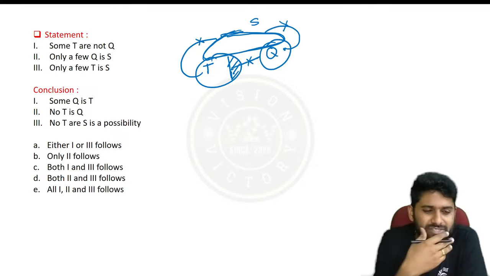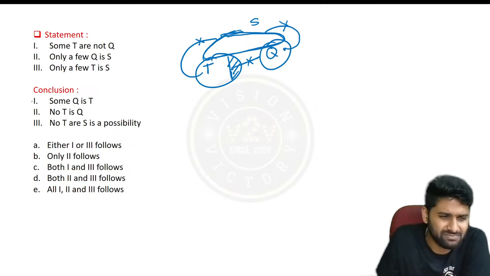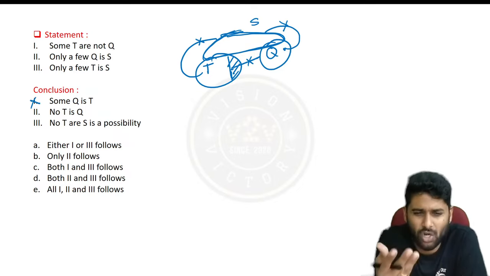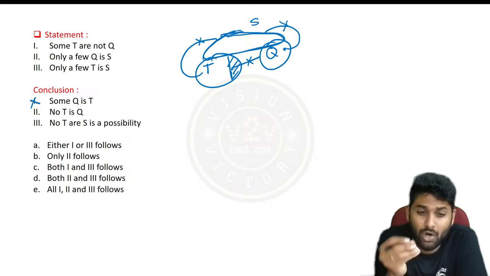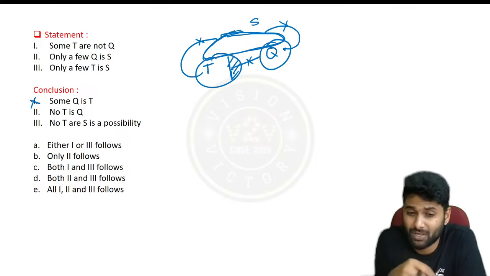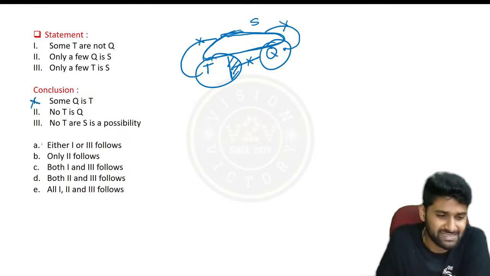It's a good question. Now, check with this one. Some Q is T. No direct relation. No T is Q. Guys, still we can assume a relation. If some T's are not Q, it says that all T can never be a Q. But we can say that some T can be a Q, all Q can be a T. Yes. No T is Q is also invalid.